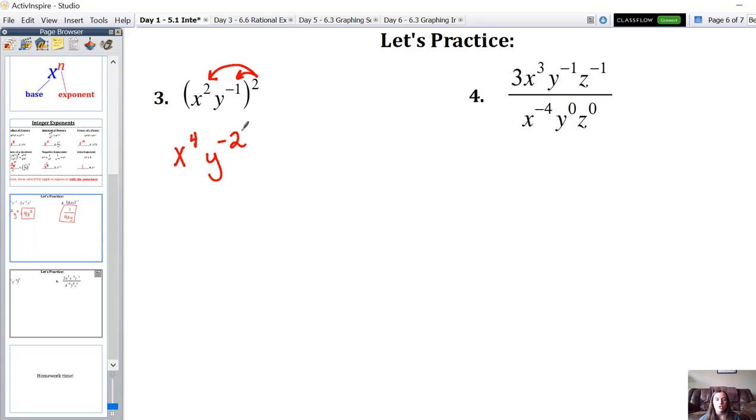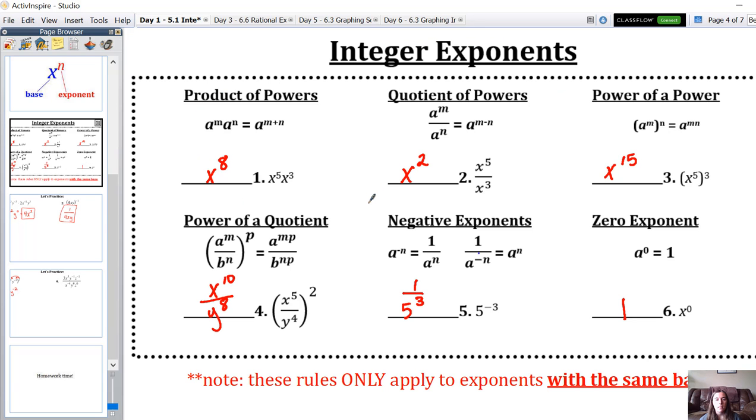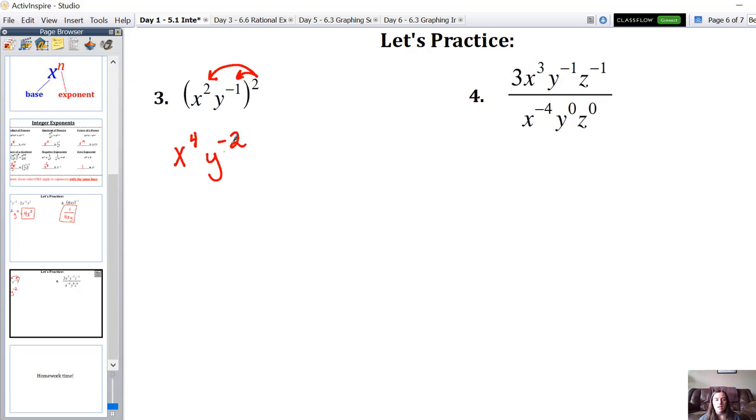So we want to change this y to the negative 2 by using our negative exponents rule. So anything that has the negative exponent, that's going to go to the denominator. If it's a positive exponent, it's not going to move. Just the thing with the negative exponent. So this will become x to the fourth over y squared. We are done.